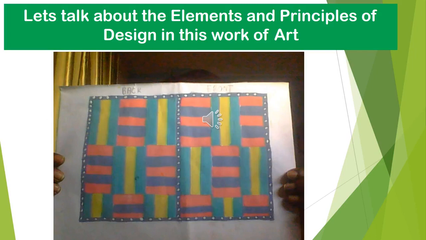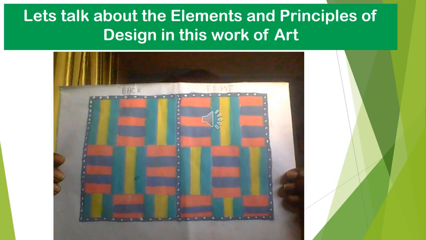Now the elements used in this work of art are colors. You can see that I used 4 colors: yellow, red, ash, and then what? Green. So I used 4 colors for this particular artwork. Then I used the shape. I used a particular rectangle shape. You can see rectangular shape all over my design. So that was the shape I used.